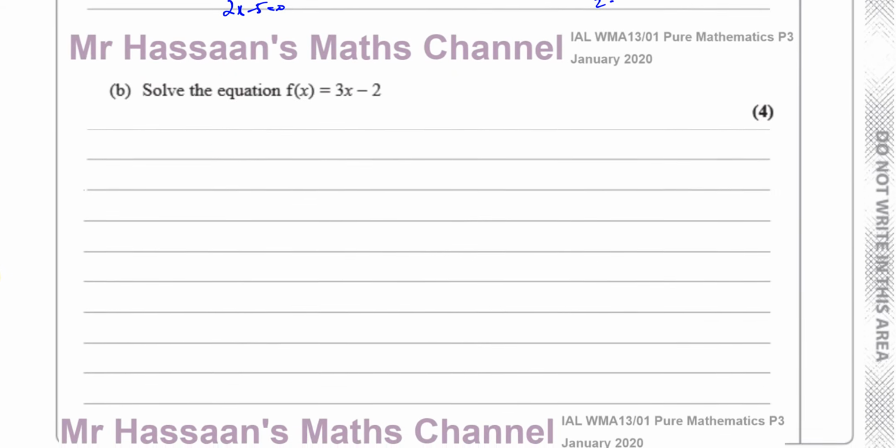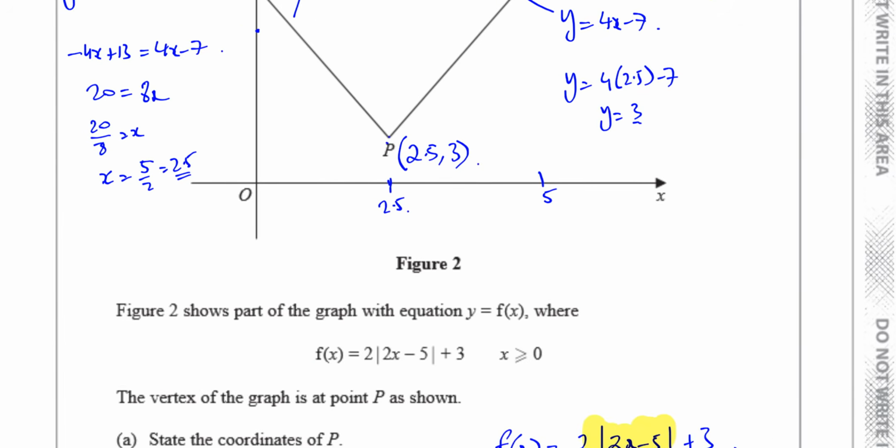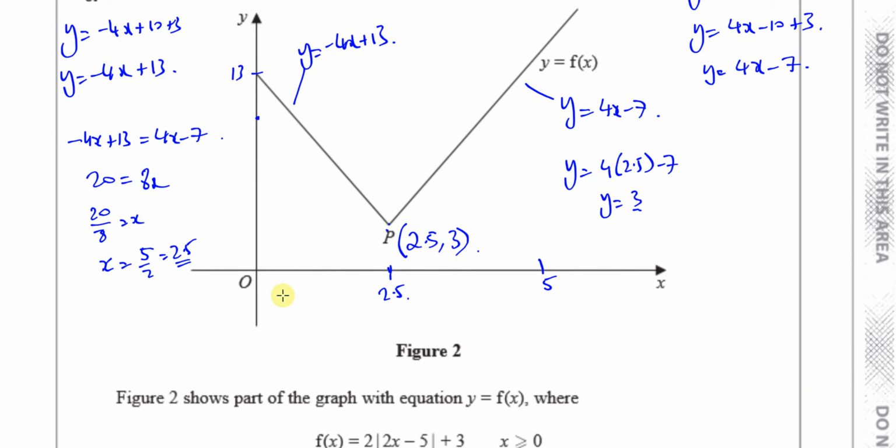Now, part B, it says solve the equation f of x equals 3x minus 2. Okay, 3x minus 2 would be a line which goes through minus 2 on the y-axis, and it has a gradient of 3. So it's going to have a gradient which is shallower than this gradient. Okay, so let's see where it passes through. f of x equals 3x minus 2. So it's going to go through minus 2, and it's also going to go through the point of y equals 3x minus 2. When x is 0, y is minus 2. When y is 0, you're going to have x is 2/3.